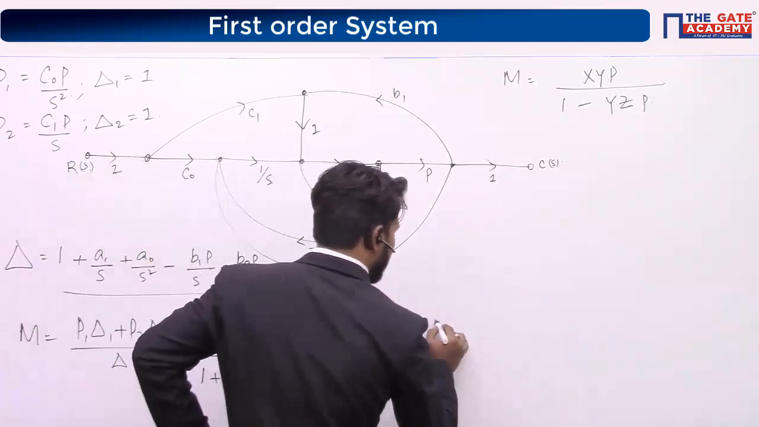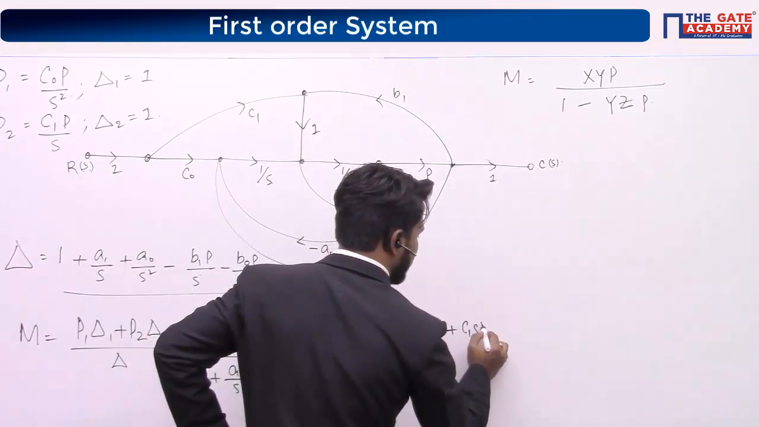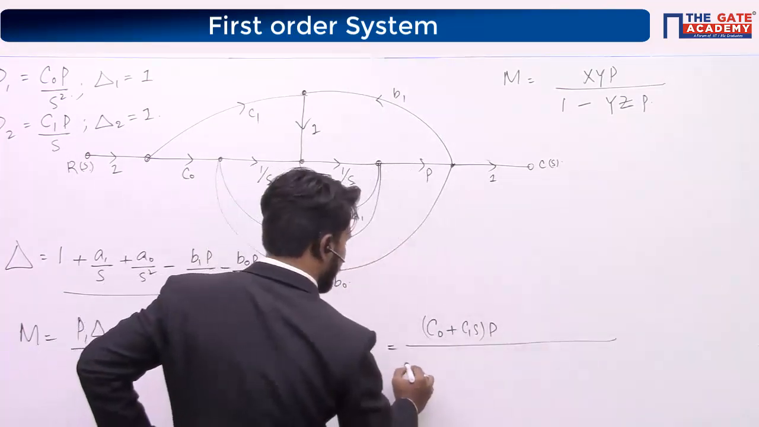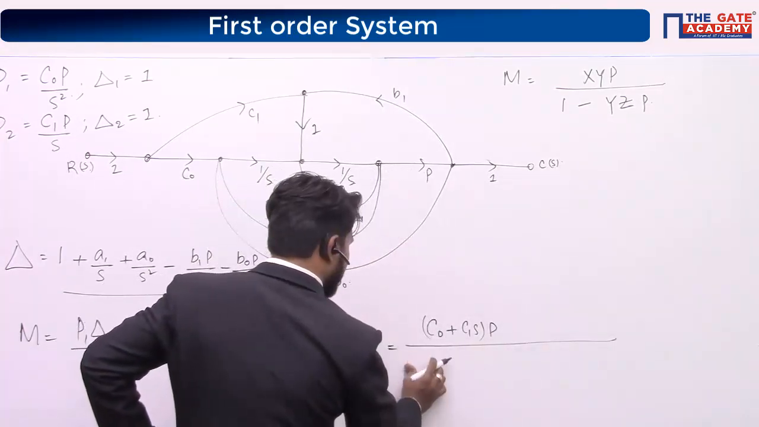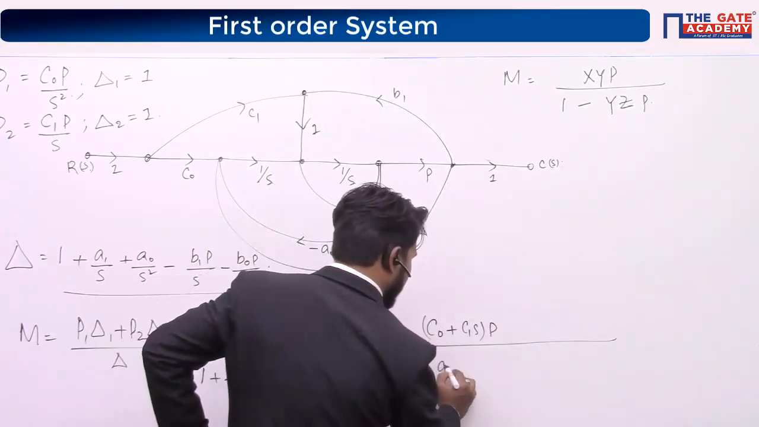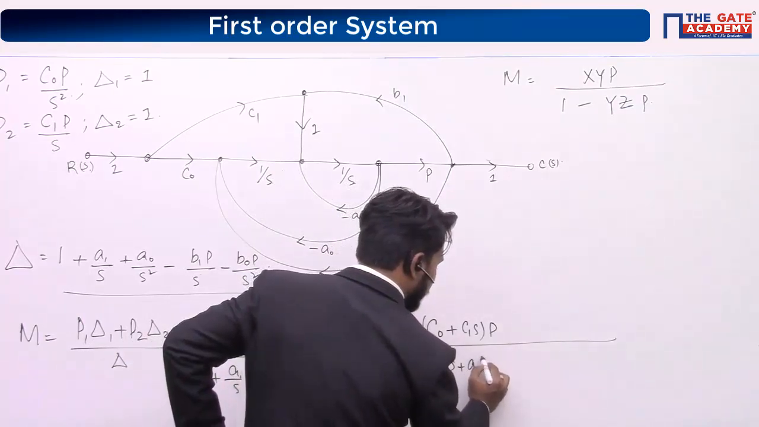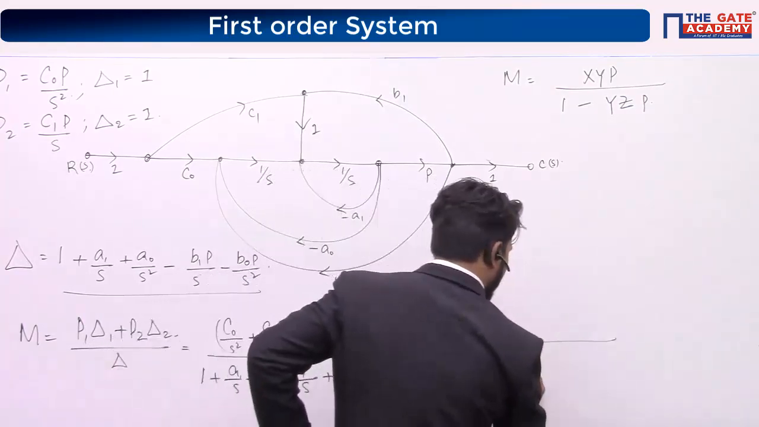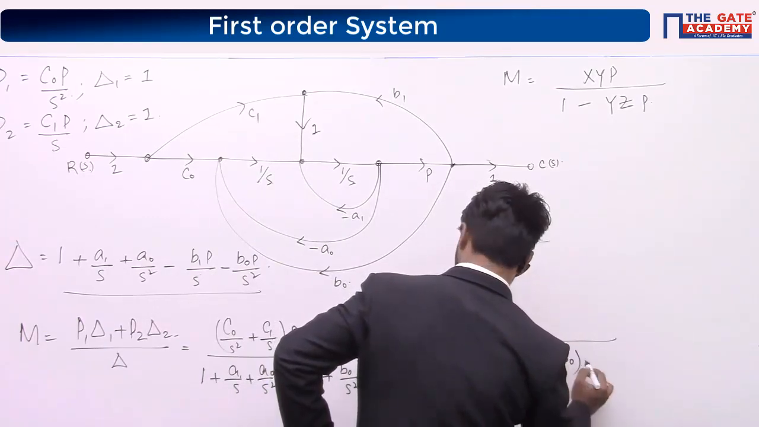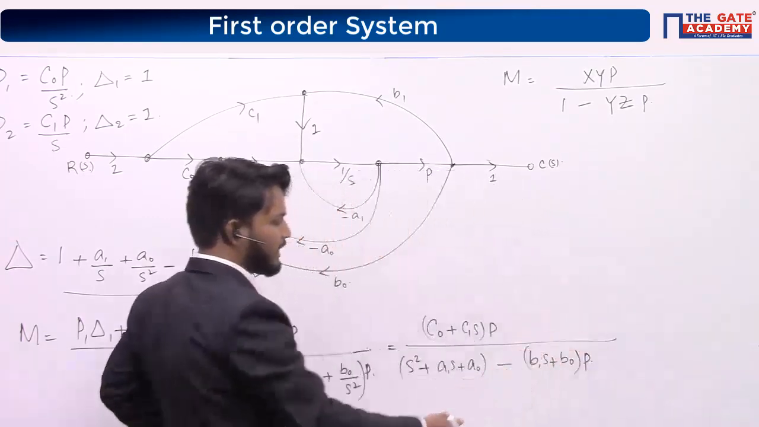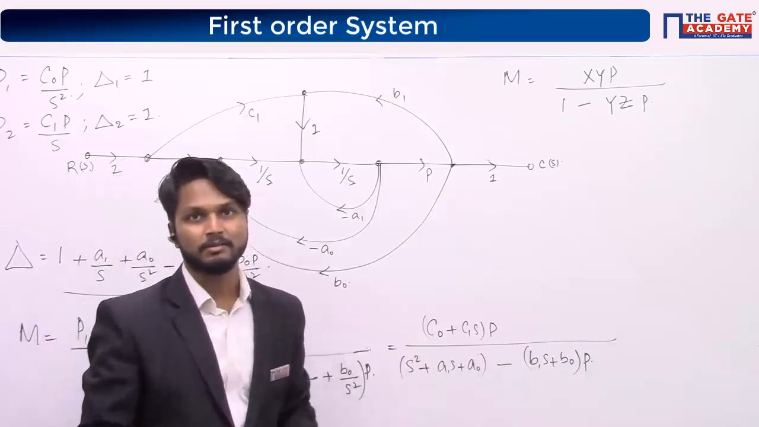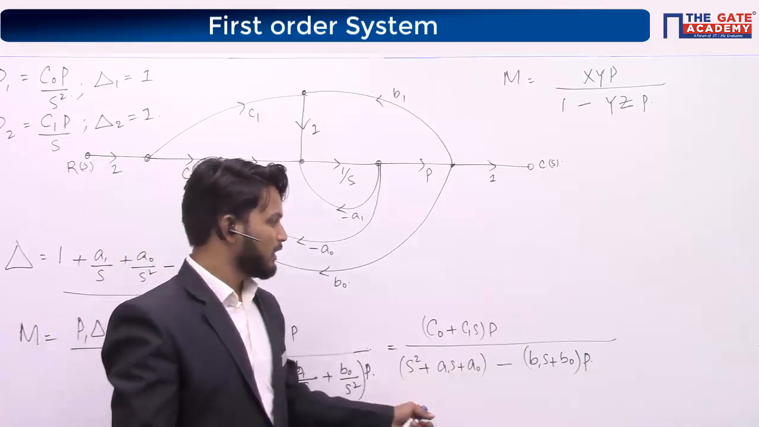So this is (c0 + c1 s) multiplied by p divided by s² + a1 s + a0, minus (b1 s + b0), and 1 divided by s² in the denominators of numerator as well as this denominator, they get cancelled, right? You will be left with this, right?